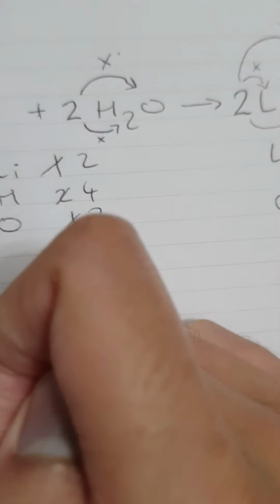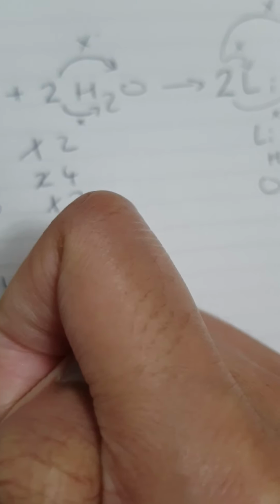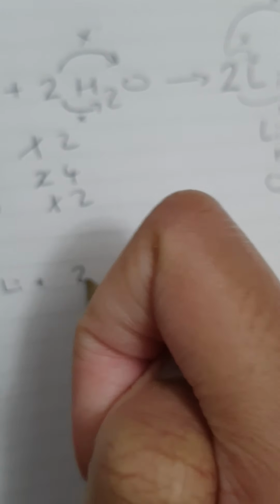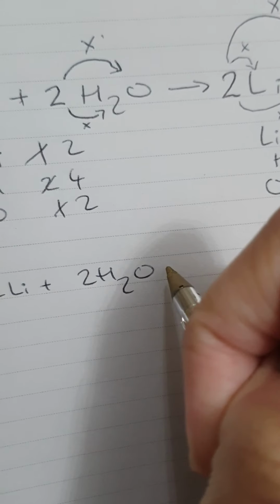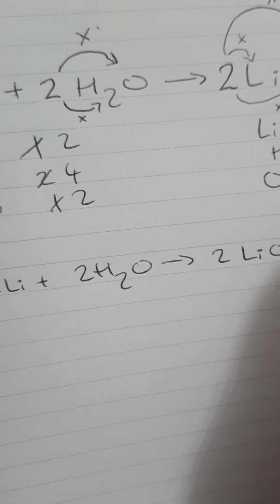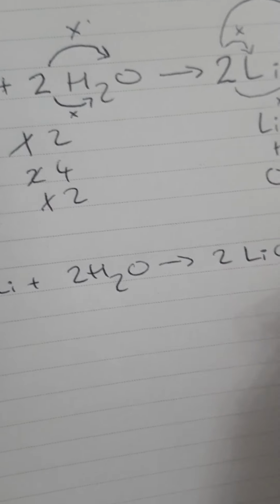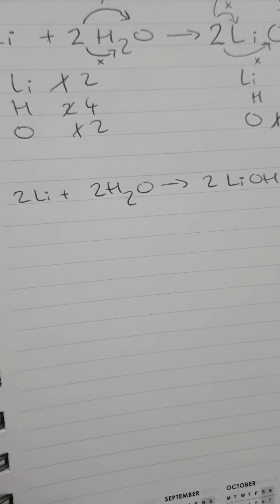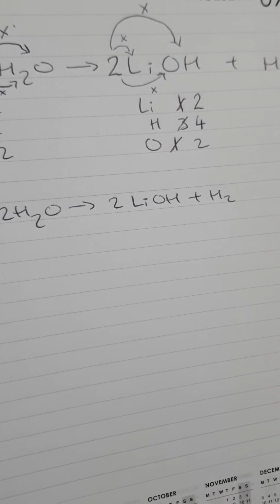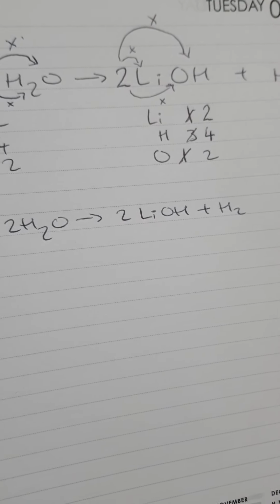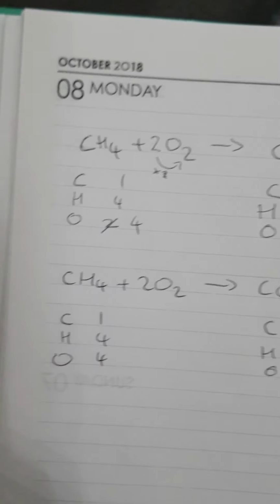So if I write it out neatly again, it's 2 Li plus 2 H2O gives me 2 LiOH plus H2. So that is our final equation there. So 2 Li plus 2 H2O goes to 2 LiOH plus H2. So this is how to balance equations. So 2 examples of balancing equations.